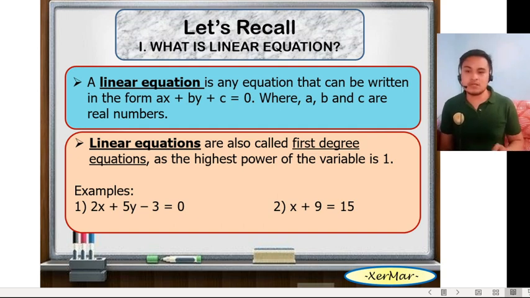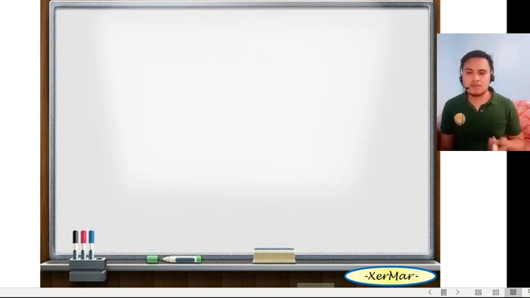So, for examples, number 1, 2x plus 5y minus 3 equals 0. So, ang napapansin ninyo sa example number 1, meron tayong dalawang variables, x and y. May nakikita ba kayong exponent? Wala. So, ibig sabihin, the exponent of x and y is 1. Next, number 2, we have x plus 9 equals 15. So, isang variable na lang sa number 2, which is x. Sa number 2, yung x natin, wala din tayo nakikitang exponent. So, ibig sabihin, the exponent is 1. So, that is an example of linear equation. I hope na-refresh kayo ng konti with linear equation. So, let us proceed.